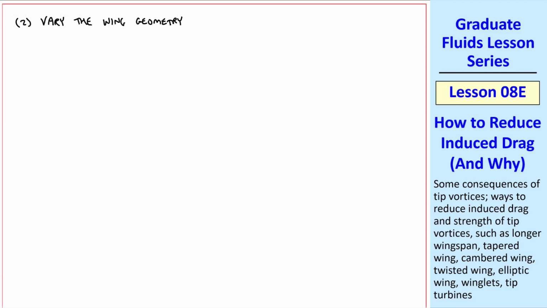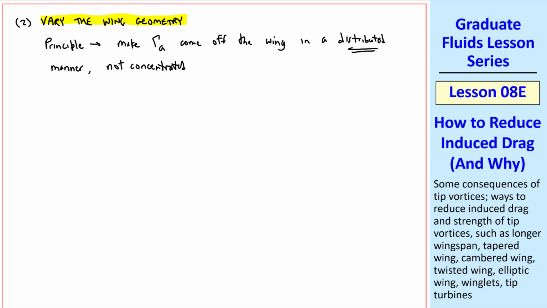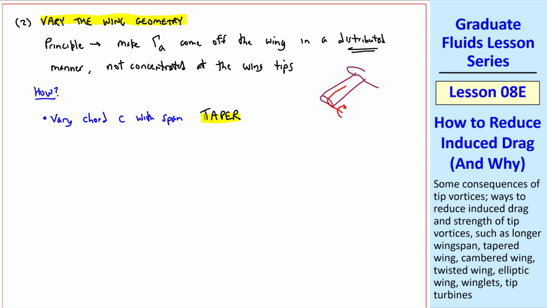Another way to reduce induced drag is to vary the wing geometry. The basic principle is to make the circulation gamma A come off the wing in a distributed manner, in other words, not concentrated at the wing tips, as is the case for a sharply cut off blunt wingtip. How do we do this? One way is to vary the chord length C with span. This is called taper. Instead of a straight, constant chord wing, we have a wing with a larger chord at the root than at the tip.